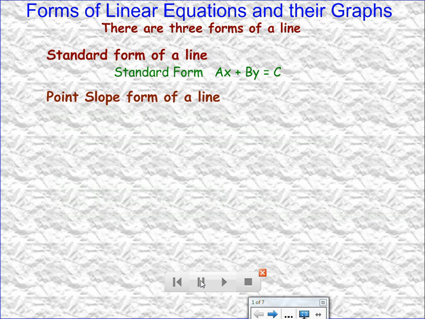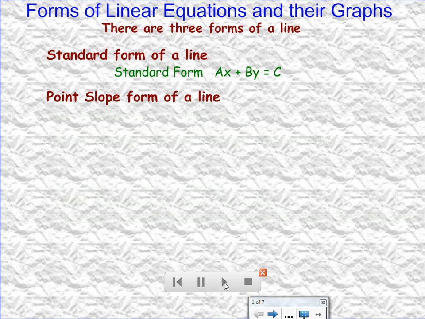The next form of a line calls for you to calculate the slope. We have discussed the formula. The slope formula is y2 minus y1 over x2 minus x1, which calls for the use of 2 points. Therefore, after you calculate the slope of the line, you can take one of the 2 points that are on the line and create the point slope form of a line.